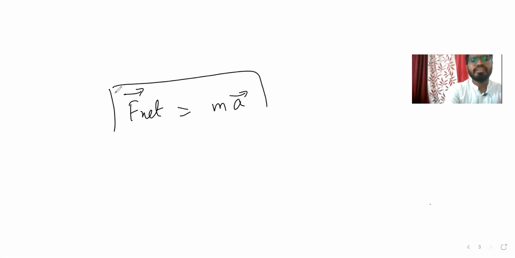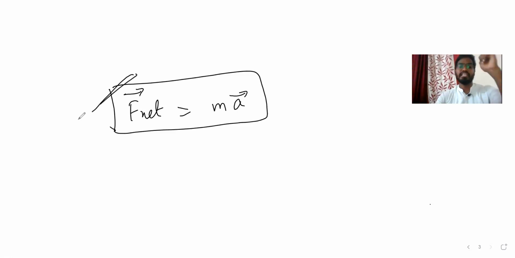Ma. So even before also I told you, whenever the object is in acceleration, if the object is moving, the net force is equal to ma. That's it. If the object is in motion, the net force is equal to what? Ma. Net force means what? If more than one force is acting, then you are supposed to find the net force. Net force means towards the direction of acceleration.